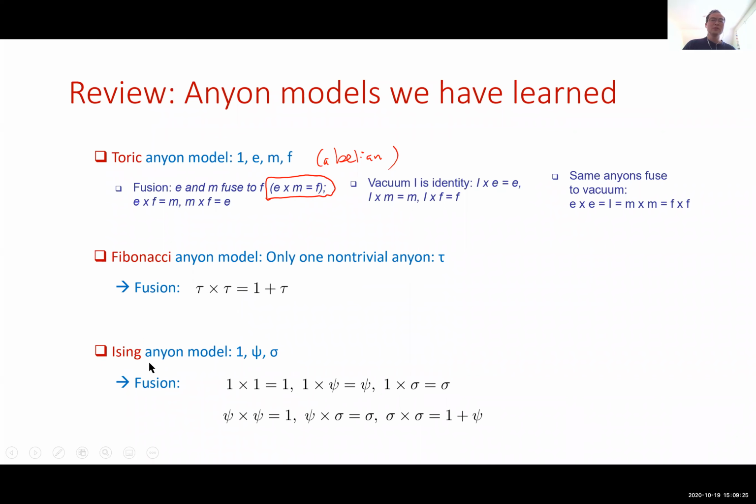And we also learned the Ising anyon model. It has three anyons: the identity, psi, and sigma. Psi is a fermion, and sigma is the Ising anyon, the non-trivial one. And the fusion, the non-trivial ones are these two: fermion and the Ising fused to Ising.